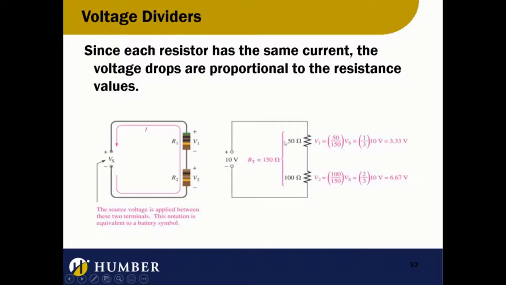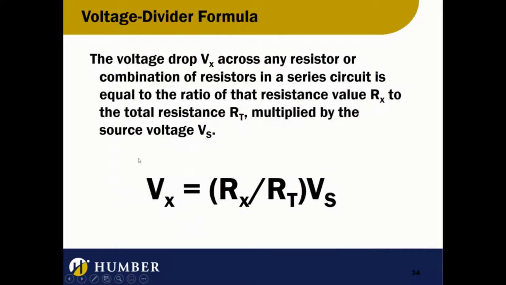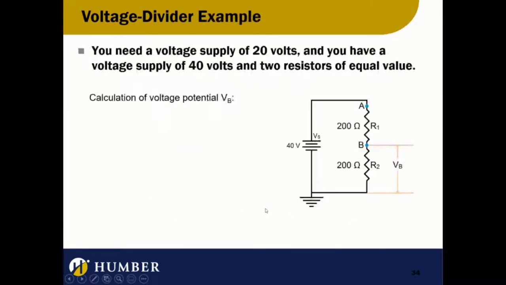I take the total voltage and I multiply this by some kind of ratio. I multiply the total voltage by a ratio of the resistance. The ratio of that resistance is 50 divided by 100, and I think that makes sense. So as opposed to just beating this dead horse, let's go on and see an application.